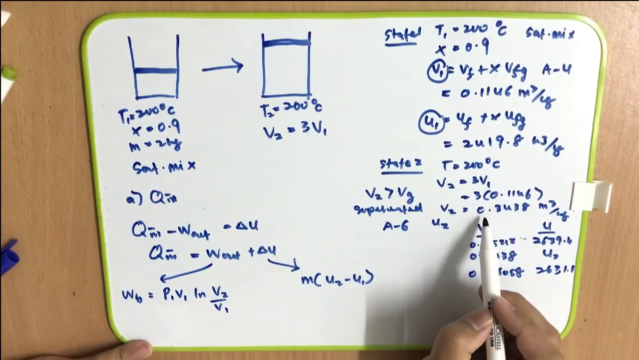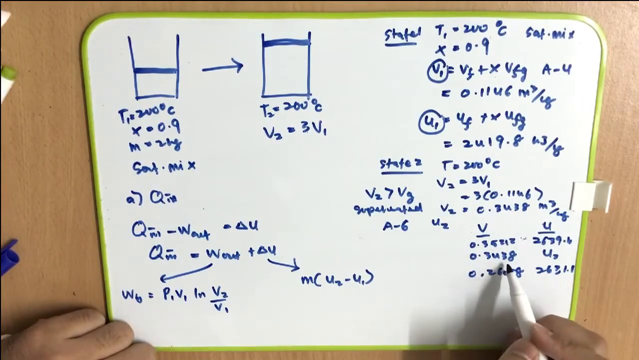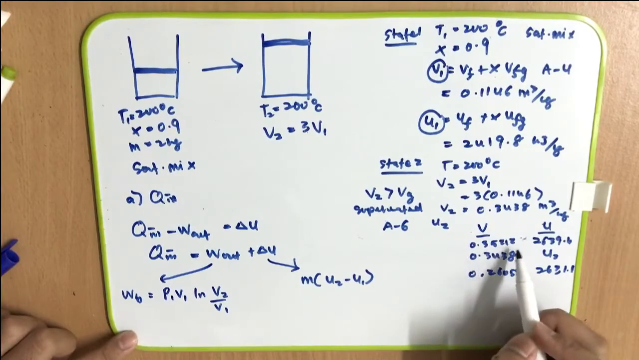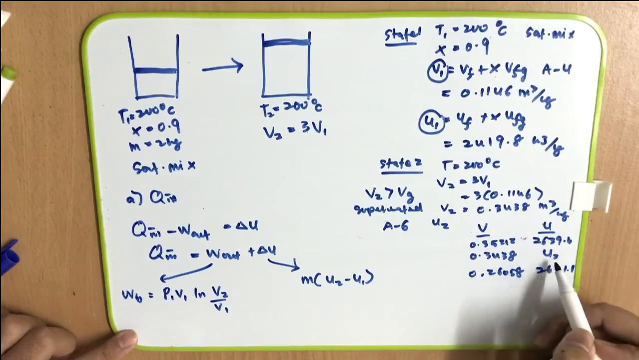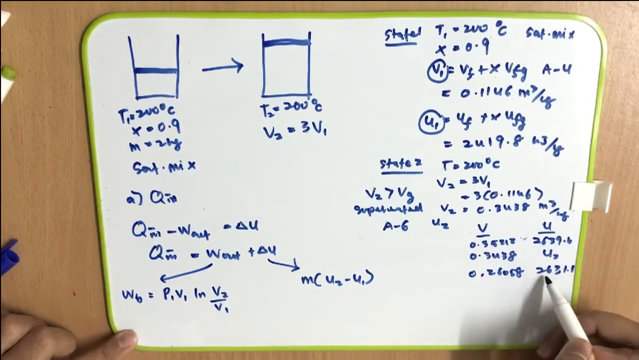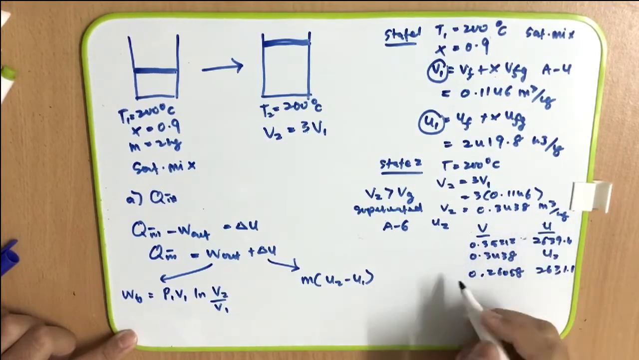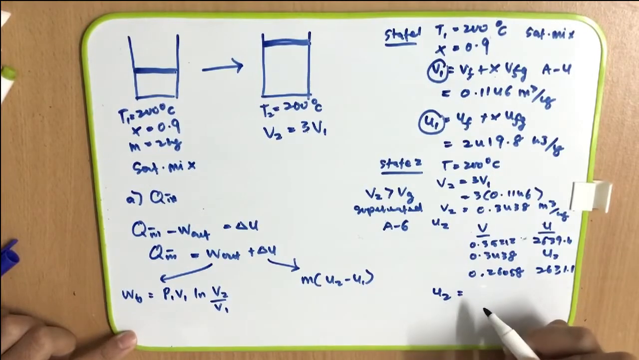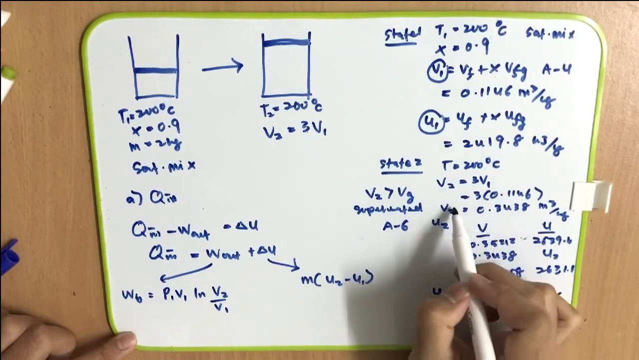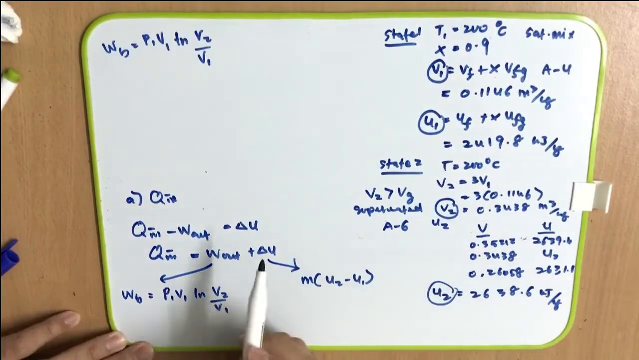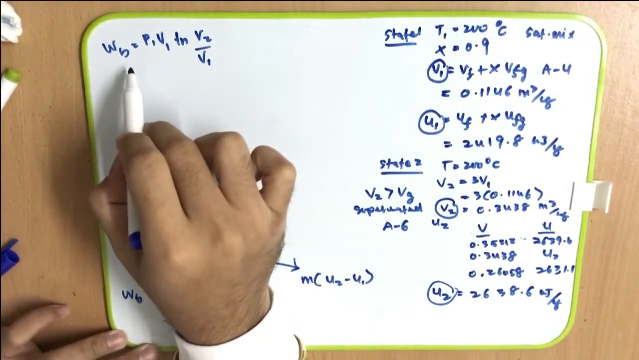By using the value of 0.3438 for V2, we can see that 0.3438 is between 0.35212 and 0.26058. So that means the U is between 2639.4 and 2631.1. From here, we solve this interpolation, and we get U2 equal to 2638.6 kJ per kg. So now from state 2, we have found V2 and also U2. Since we have found V1 and also V2, we can substitute into this boundary work equation.